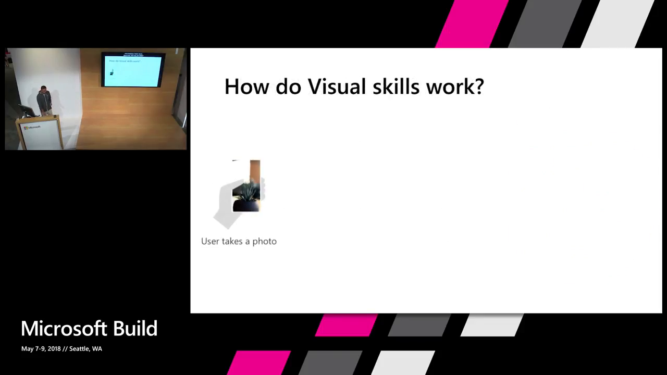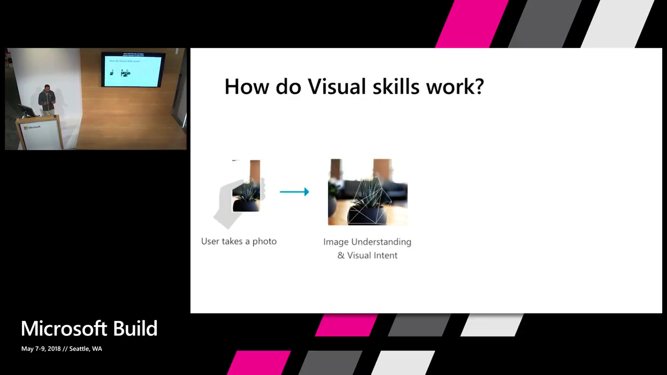A user takes a photo, and here's where the magic happens. We've built decades of machine learning, computer vision, and deep learning expertise to understand what's in an image. So we can understand the intent of an image. We call this visual intent. Visual intent is defined as the most likely intent of an image given the content in it. So for example, for a picture of a person, the intent is a person. If a picture is of food, the intent is food. So in this case, the intent would be a flower or a plant.